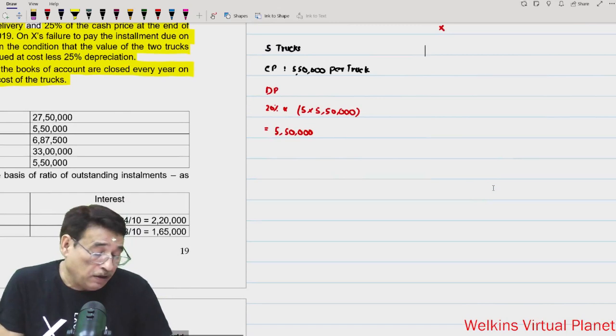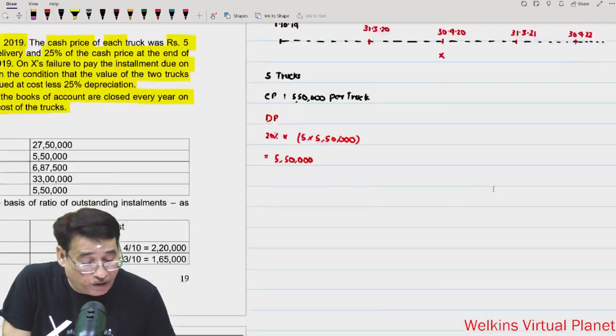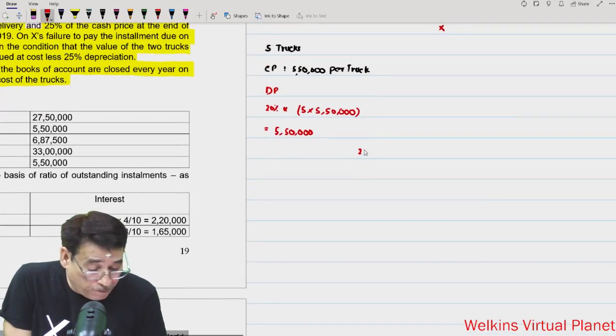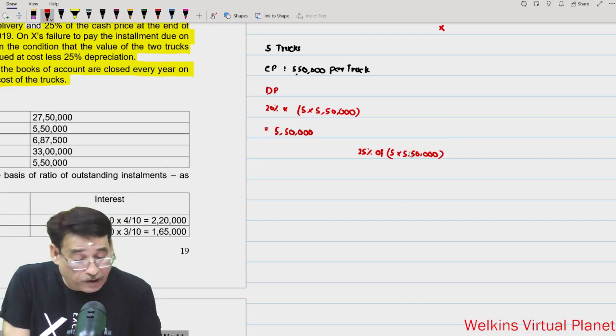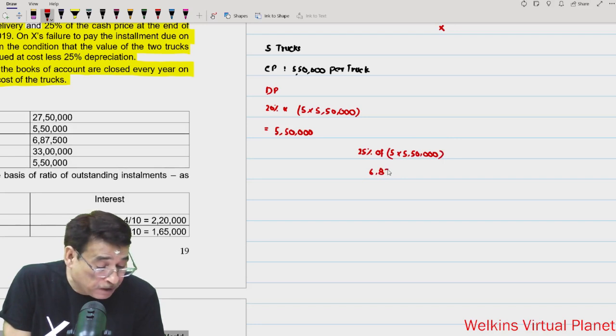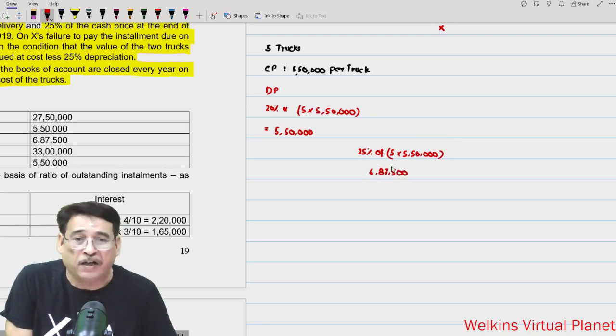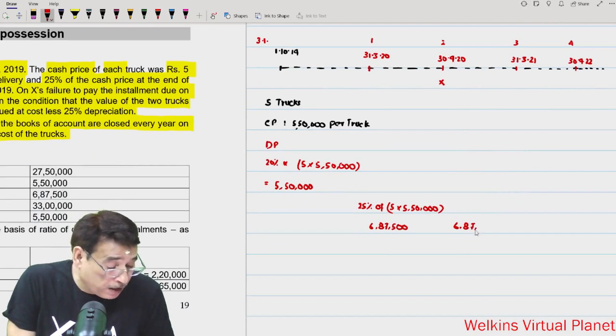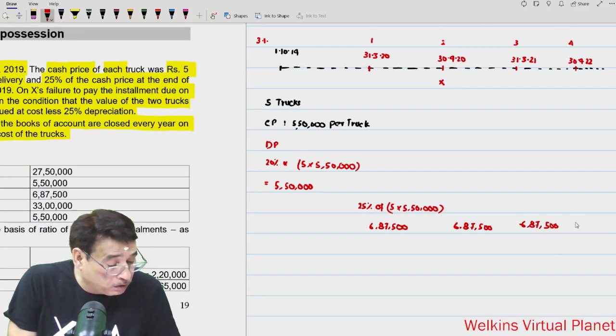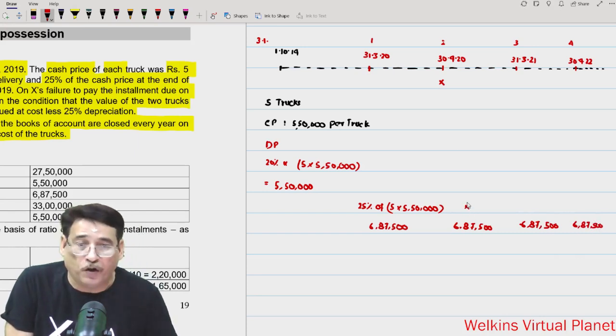It was stated in the question that one installment will be equal to 25% of the cash price. So 25% you will compute off. As I have already told you, your cash price is 5 into 5,50,000, that is 27,50,000, into 25% will be equal to 6,87,500. So your first installment will be equal to 6,87,500 and so on. Your second installment will also be equal to 6,87,500. Third installment, 6,87,500. And your fourth installment will also be equal to this much. However, as I told you, at the time of the second installment, default has been committed.